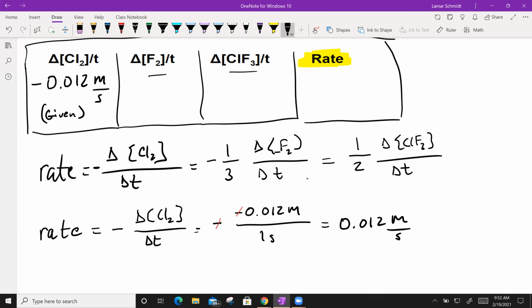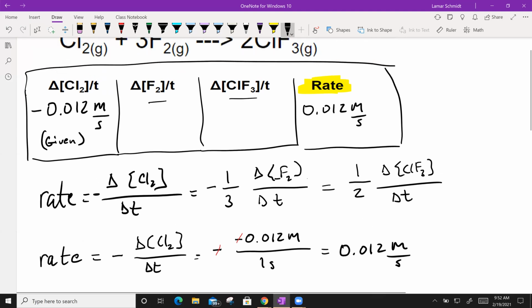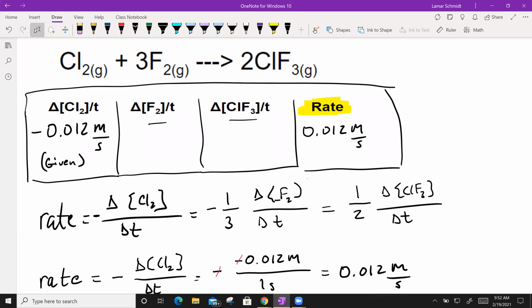All right. And so I will tell you this, that determining the rate from a reactant or any compound that has a coefficient of 1 is really easy. All you do is use the same magnitude. But rate must be a positive sign. So notice they both have a magnitude of 0.012. The change in concentration of Cl2 is negative because it is actually decreasing with time, but the rate is always going to be a positive value.